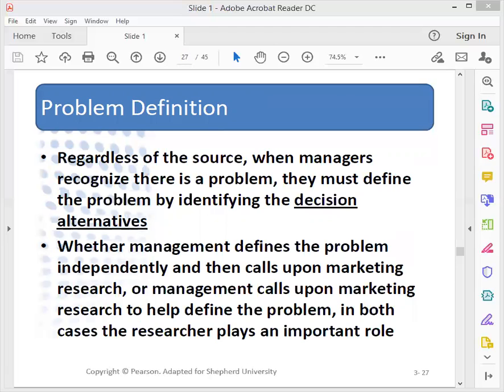A situational analysis is a form of exploratory research taken to gather background information, and it's useful in helping to identify and correct the problem.